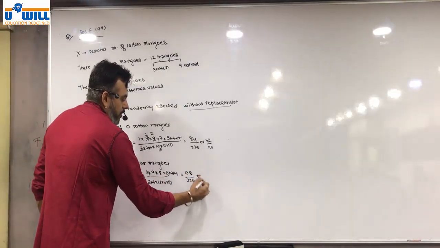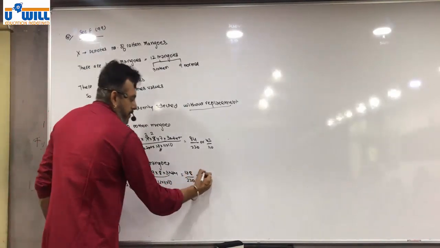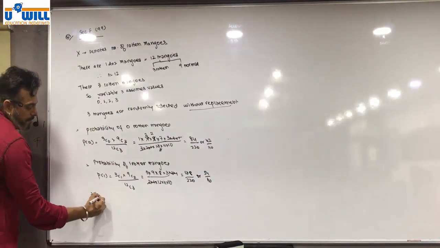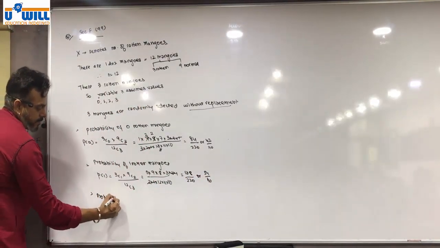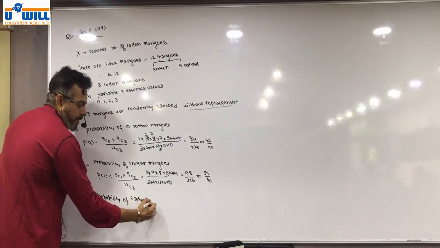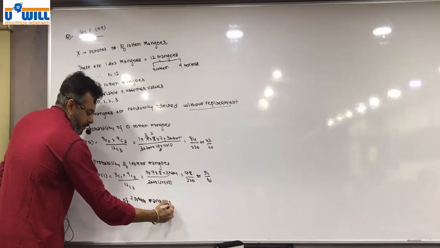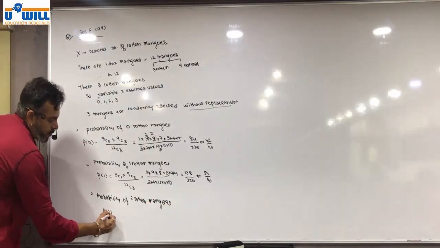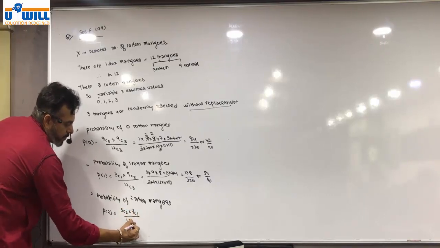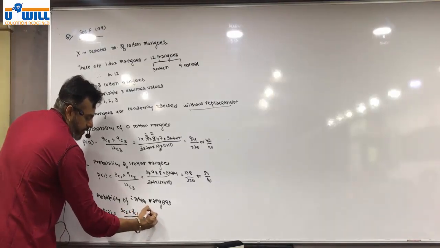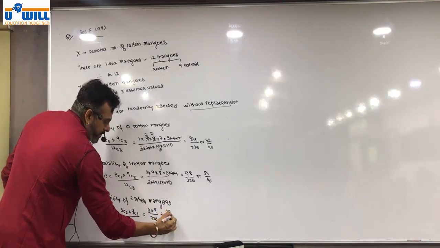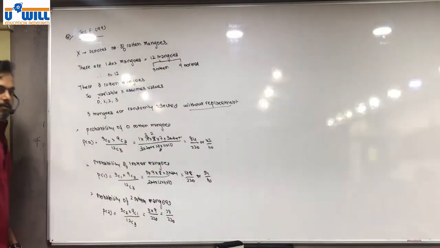108. Or we can solve it further: 54 by 110. Then the probability of two rotten mangoes. Probability of 2 is equal to 3C2 into 9C1 upon 12C3, which is equal to 3 into 9 upon 220, that is 27 upon 220. 3C2 is 3.